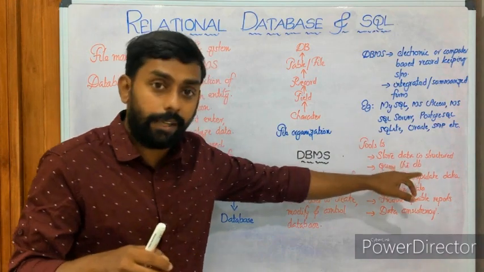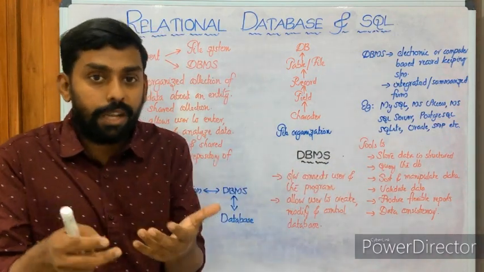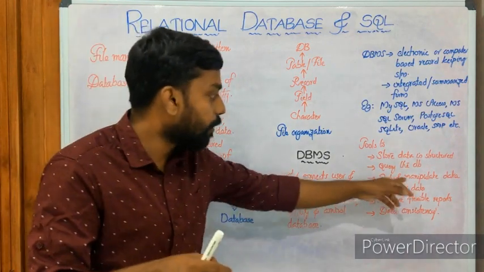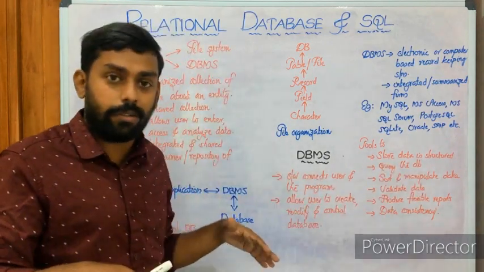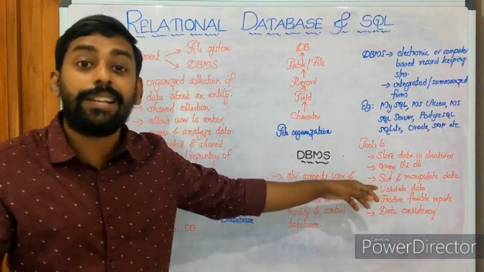It helps us to query the database. Querying the database means performing operations in the database. Then sort and manipulate data. Of course, it allows us to sort and manipulate data. Then validate the data, just for avoiding inconsistencies.